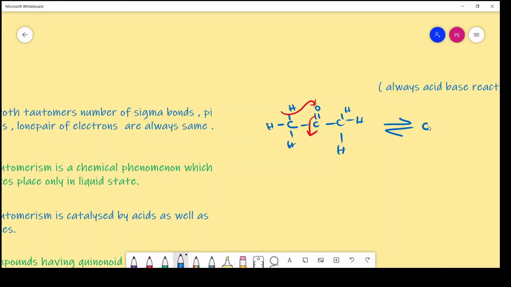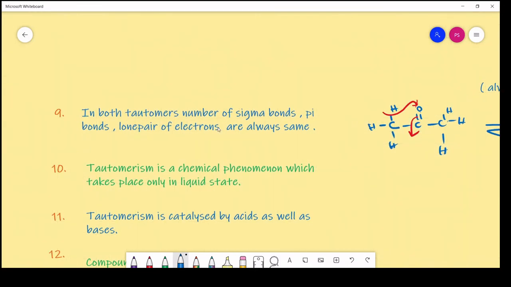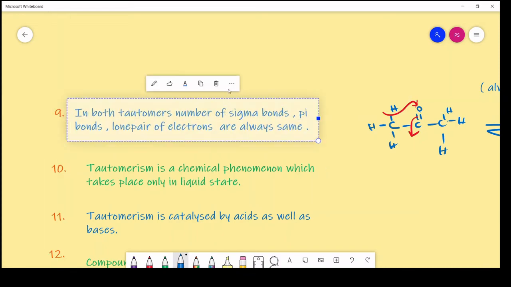CH2 double bond C, OH single bond, CH3. Here. Now the next point: in both tautomers, the number of sigma bonds, pi bonds, and lone pairs of electrons are always the same. See, we will check whether they are the same or not.